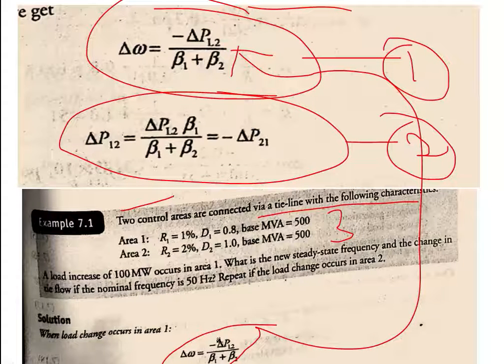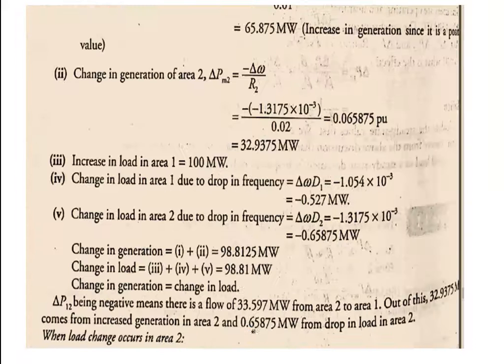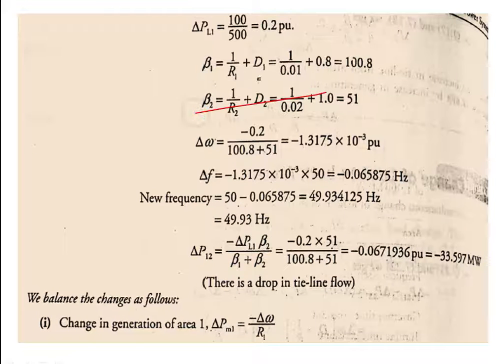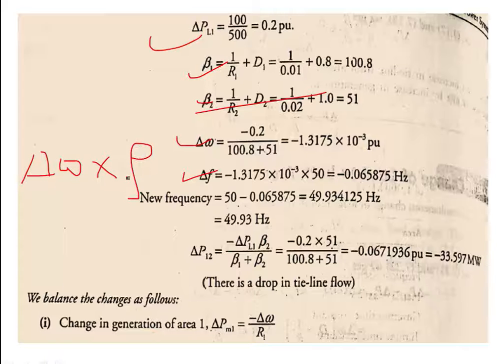Clear? Delta omega is equal to minus delta PL12 divided by beta 1 plus beta 2. Beta 1 is 1 by R1 plus D1, beta 2 is 1 by R2 plus D2. So just write the same equation. Find the values of beta 1 and beta 2. Then substitute the values to get delta omega. Then to find delta f, delta f is equal to delta omega into f. That will be used here in this case.